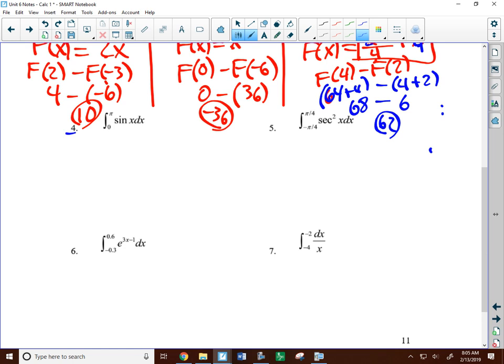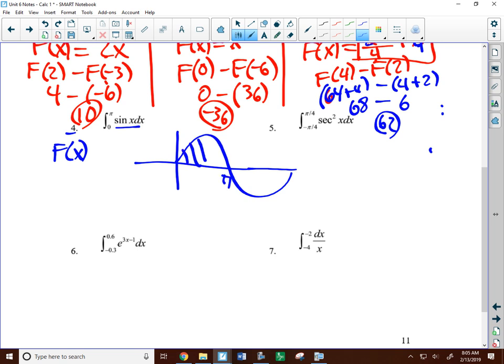So next is a trig one. The antiderivative, by the way, this one's cool. Do you know the graph of sine of x? What we're doing from 0 to pi is one of those regions of sine x. So this one's cool. What's the antiderivative? Negative cosine. Negative cosine, yeah.